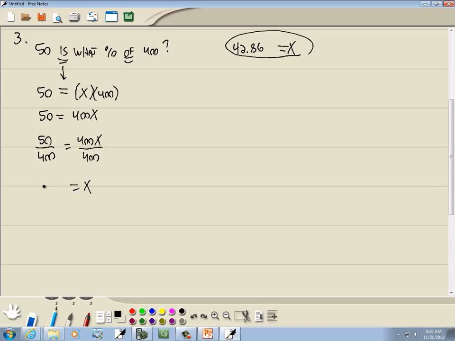Okay, that gives us 0.125. Now it asks us, though, what percent? This is in decimal form. We want to move our decimal point 2 places to the right to put it in percent form. So this would be 12.5%. And that's our answer.